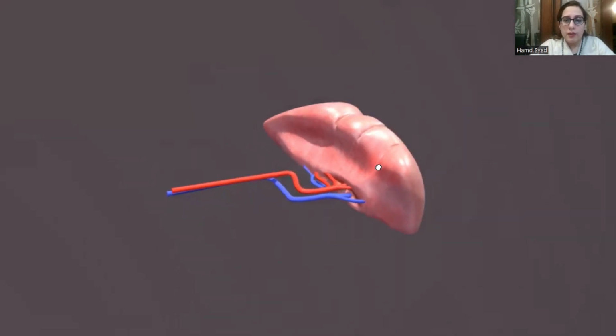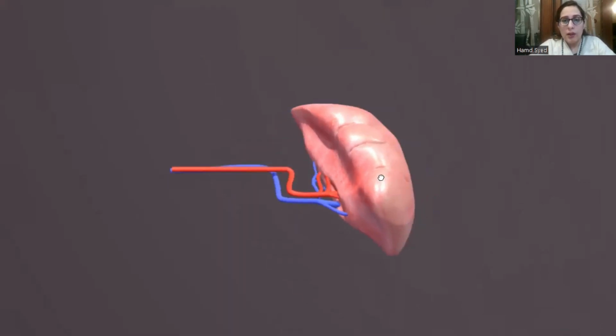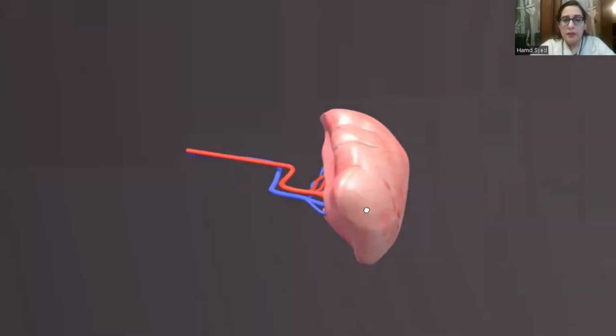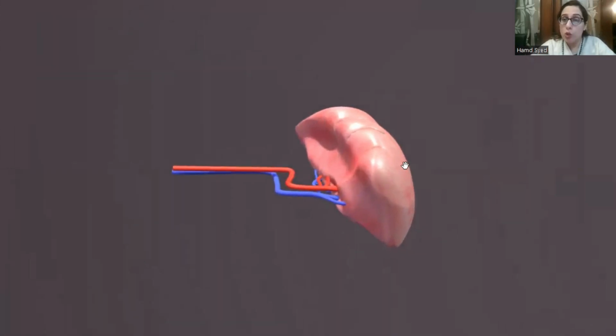And this consists of basically two surfaces. Here, if you just follow the pointer, this is the surface which is smooth and it is convex. This is known as the diaphragmatic surface of the spleen. And it is facing supralaterally, so it's also known as the supralateral surface of the spleen.